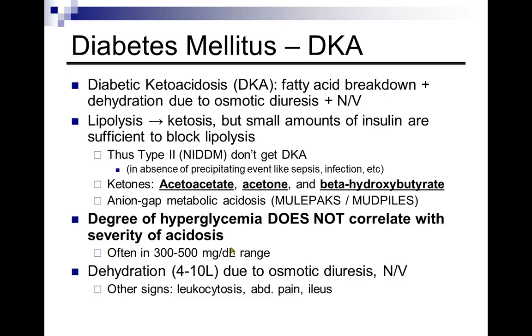Bear in mind that patients in DKA are often very dehydrated, with a fluid deficit of 4 to even 10 liters, and this is due to the osmotic diuresis as well as the nausea and vomiting. Other signs of DKA would include leukocytosis, abdominal pain, and ileus.